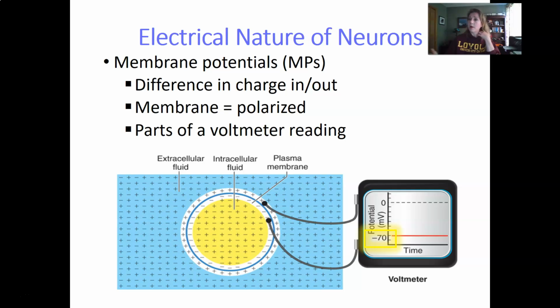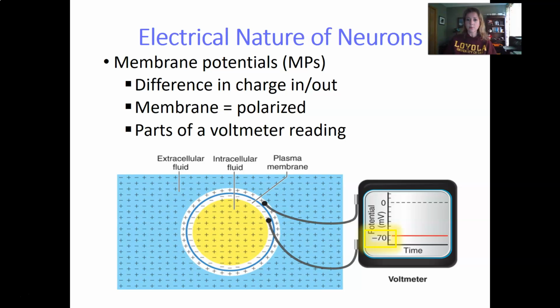We call it a potential because it is a kind of potential energy. So it is a kind of energy, so that's why it's called a potential. But a membrane potential is simply a difference in charge.